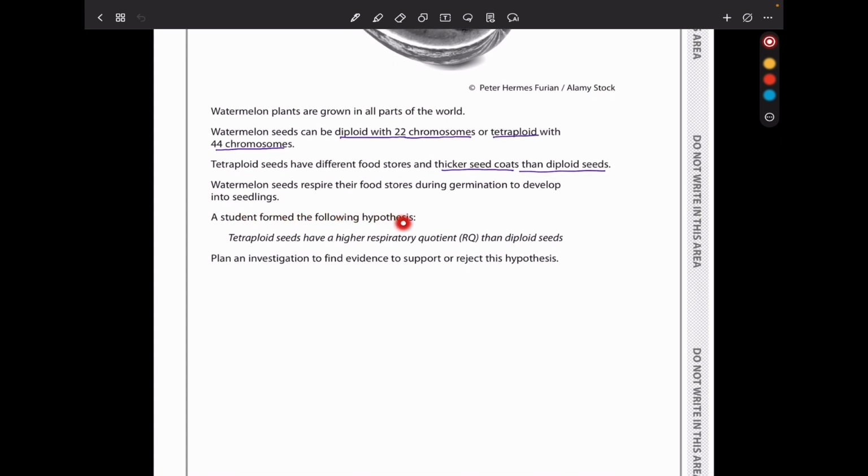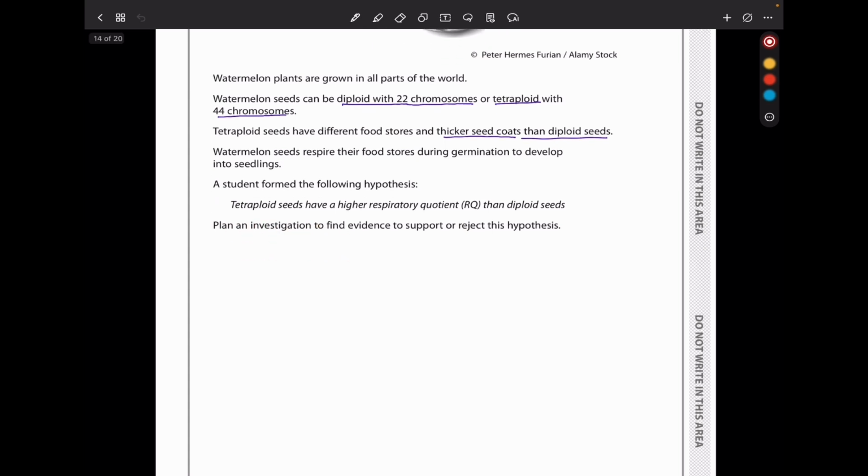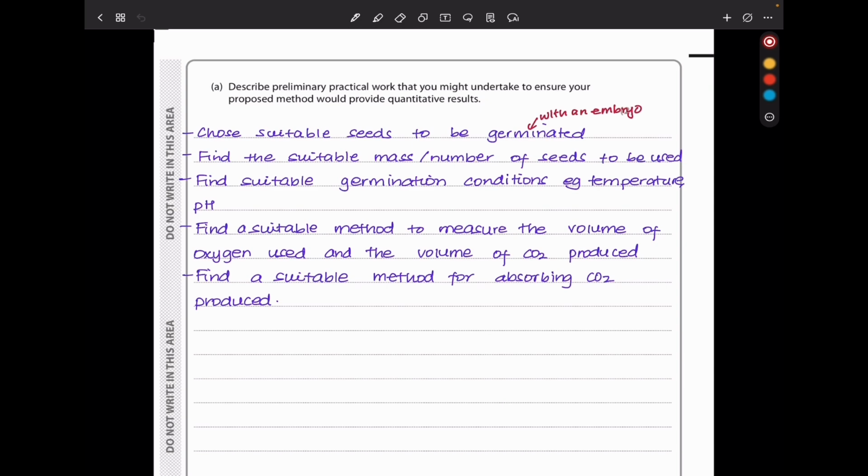A student formed the following hypothesis. Tetraploid seeds have a higher respiratory quotient than diploid seeds. So they want you to plan an investigation to find evidence to support or reject this hypothesis. In part A, they want us to describe preliminary practical work that you might undertake to ensure your proposed method would provide quantitative results.